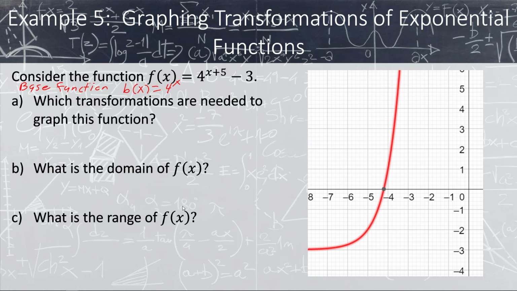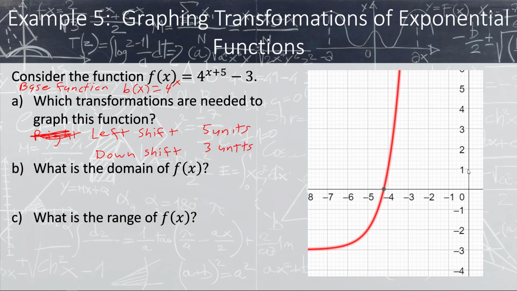Okay, so what translations do we need to actually plot this particular function? Well, we want to start with our base function, and then since we are doing x plus 5, that implies a left shift, my apologies, of 5 units. And then the negative 3 implies a downshift of 3 units. Well, does this work? Well, let's find out.